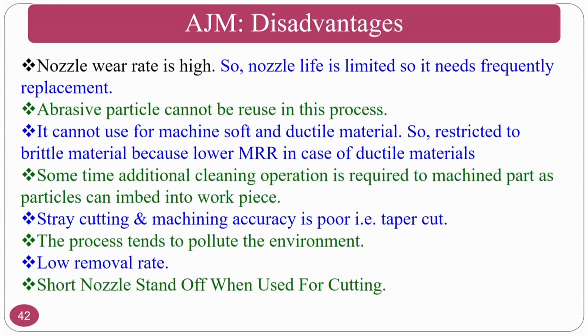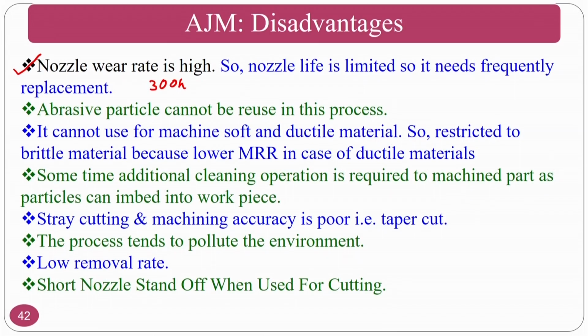Disadvantages of this particular process: nozzle wear rate is very high. As I said, you have to go for sapphire. If you go for sapphire, normally you get around 300 hours. If you are going for tungsten carbide or some other material, then it will be reduced by 10 times. That is, the maximum you are going to get is 20 or 30 hours.